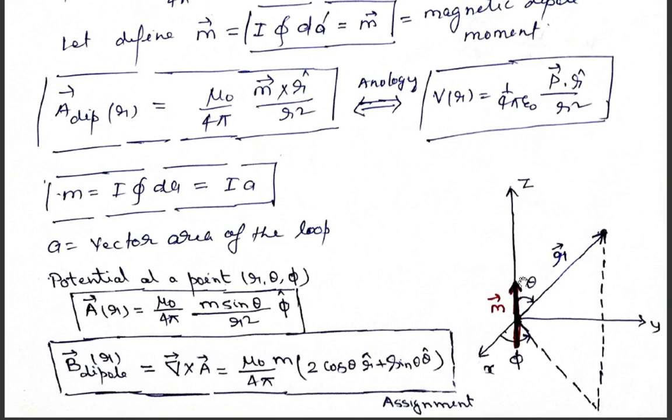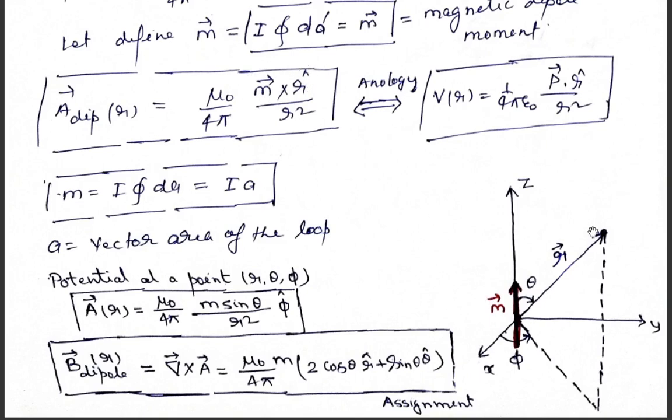Obviously that is m, this is r, this r unit vector is making theta angle with the m vector. So that is m sin theta, and this is r square. Now if you see the direction of the vector potential, it will be perpendicular to the m vector and the r unit vector. At a glance, the vector potential due to a dipole is always perpendicular to the magnetic dipole direction and the r unit vector direction.